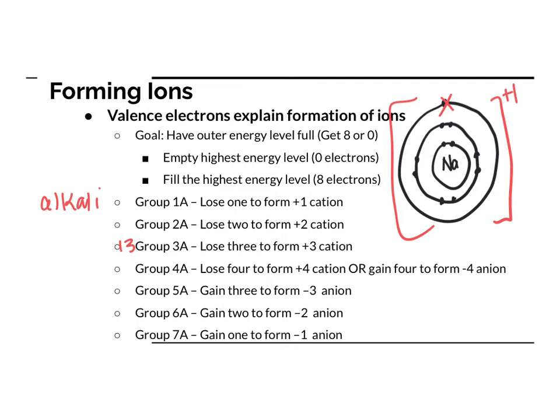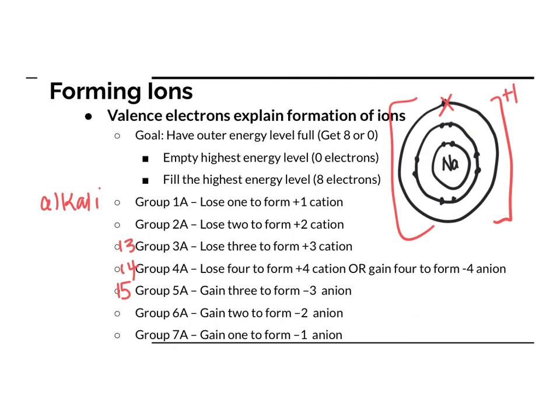Group 4 is pretty interesting because it can either lose 4 to form a +4 cation, or it can gain 4 to form a -4 anion. It really is going to depend upon what other elements are around to react with it. That would be group 14 on your periodic table as well. Group 15, or 5A for the representatives, are going to gain 3 to form a -3 anion.